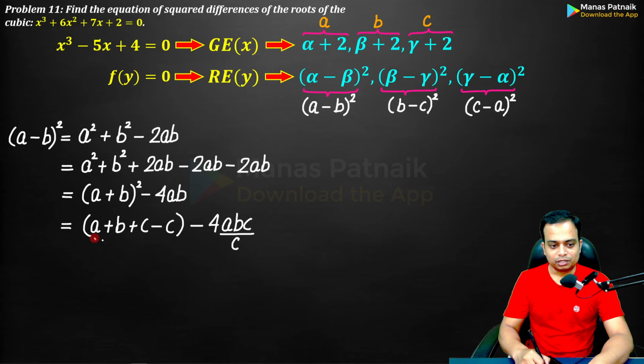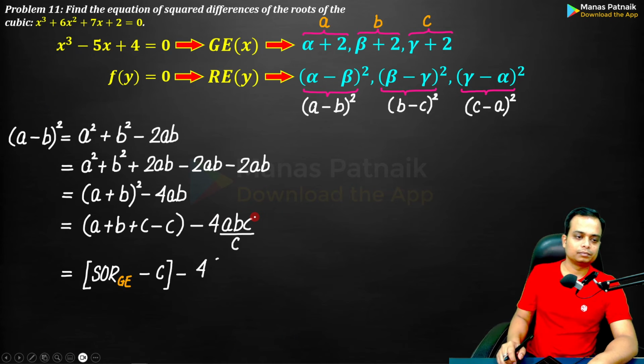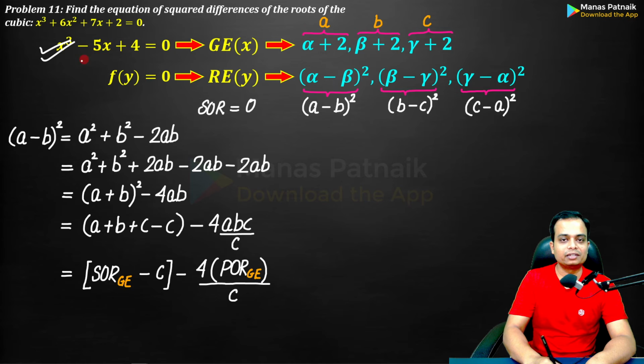We can clearly observe that this is resulting in the sum of the roots, and this actually results in the product of the roots. Let me write it in that fashion. We already know that the second term is missing. If the second term is missing, then the sum of roots has to be 0. And that was the premise to get this equation.